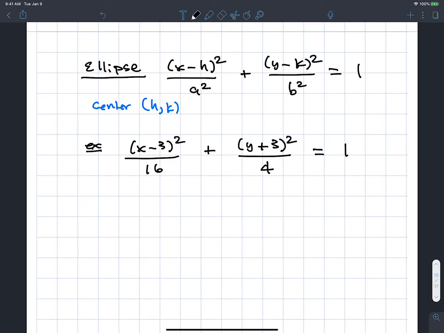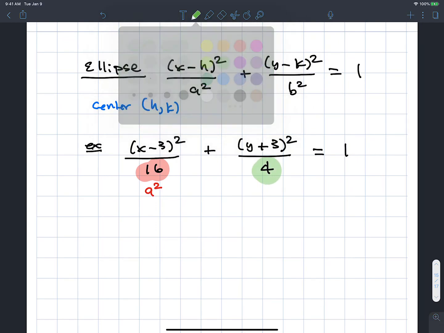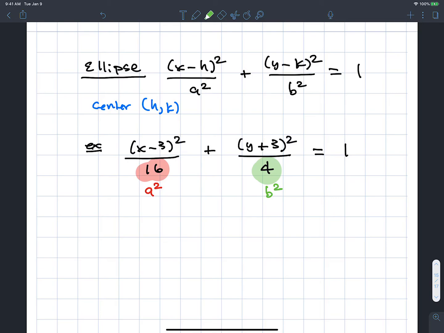So ladies and gentlemen, here's a few things. Let's go with the process here. We start by remembering that the constant under the x squared term is our a squared value. That's the x-intercept value. The constant under the y squared term is the b squared value. Remember, this is an ellipse. That's where we start: we identify the a squared value and the b squared value. It's always the case.